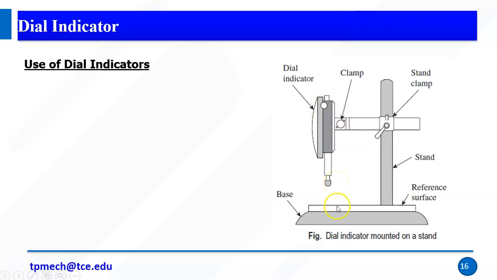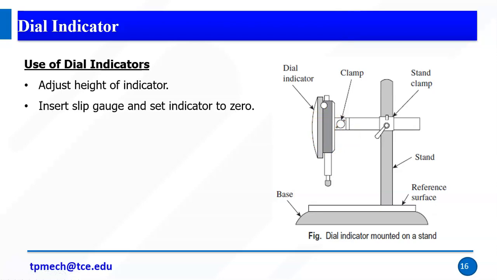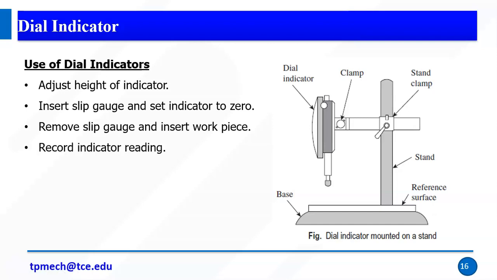After setting this, I will remove the standard slip gauge and place my work piece. If there is any deviation in the dial indicator, then I can say this is the variation. So first adjust the height of the indicator, insert slip gauges and set the indicator to 0, remove the slip gauges, insert the work piece, and record the indicator reading. So this is how it works.